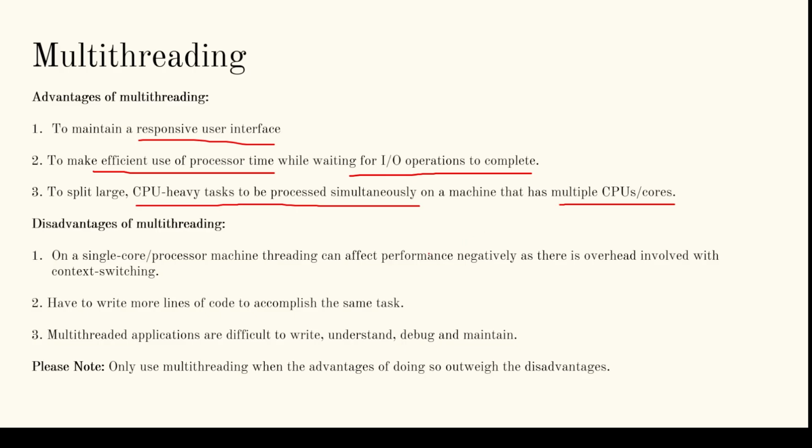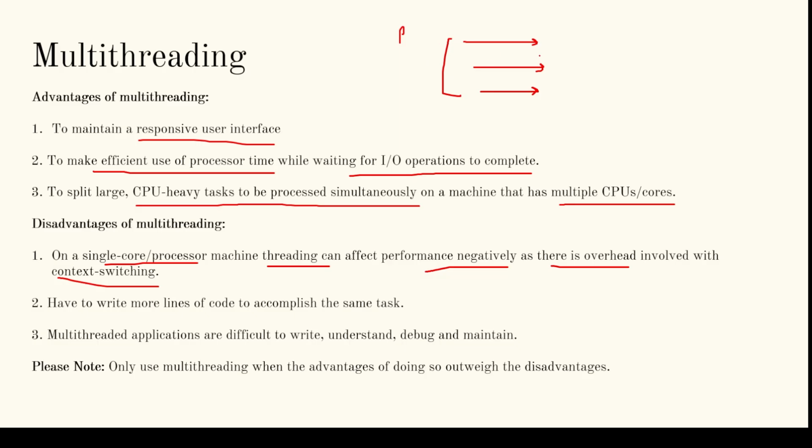Okay. Let's understand the disadvantages of multithreading. Suppose your machine has only one processor, and if you use multithreading there, it can affect the performance negatively because there is an overhead involved with context switching. Let's suppose you have only one processor, right? And you are running 3 threads. Okay, so we need to run 3 threads on one processor.